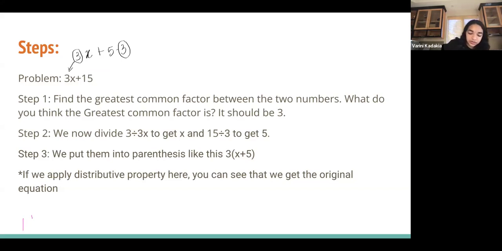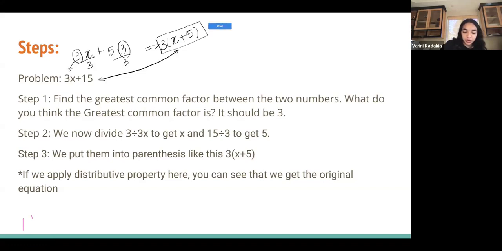So now you can just divide each of these by 3 and you get x plus 5. But then you need to still add back the 3. You need to still multiply this whole thing by 3 because if you get rid of the 3, these expressions are no longer equal. So we need to put back the 3. So then we get 3 times x plus 5. So that would be our answer. This is the factored form of this problem. Does that make sense to everyone?